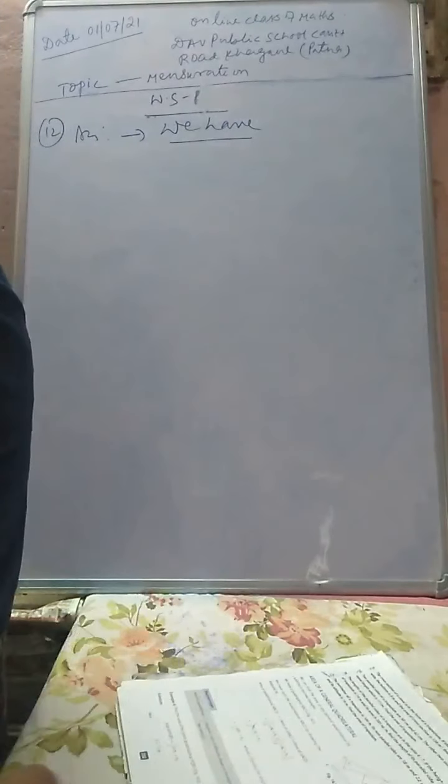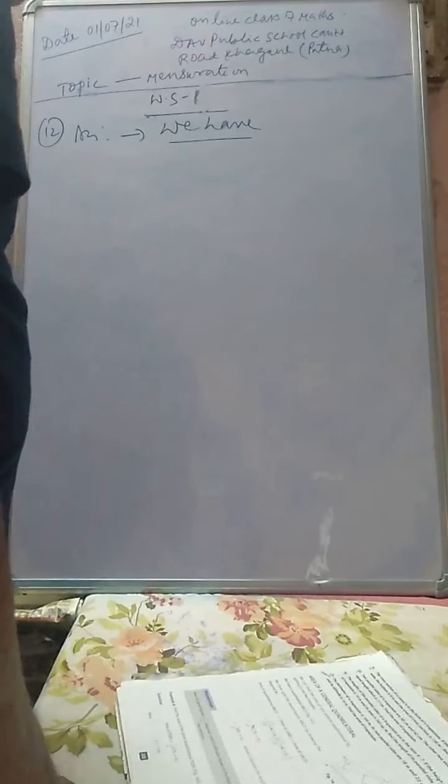The perimeter of a trapezium is 104 meter. Its non-parallel sides are 18 meter and 22 meter, and its altitude is 16 meter. Then find the area of the trapezium.